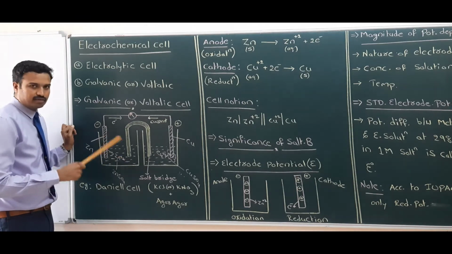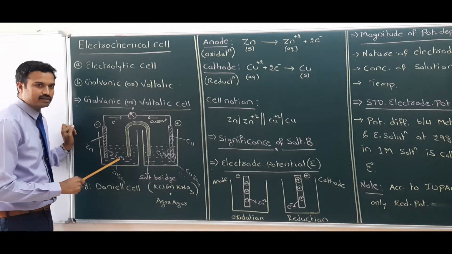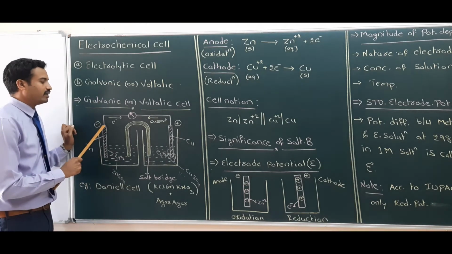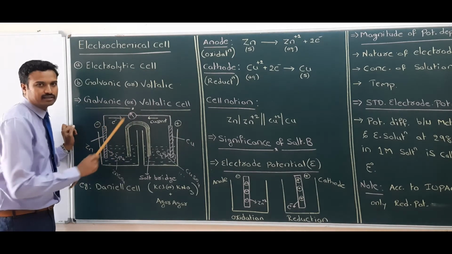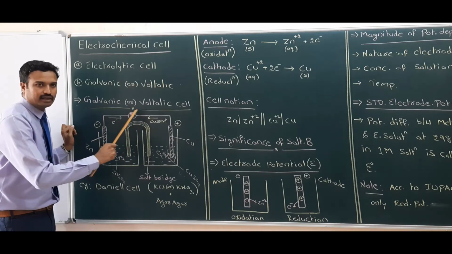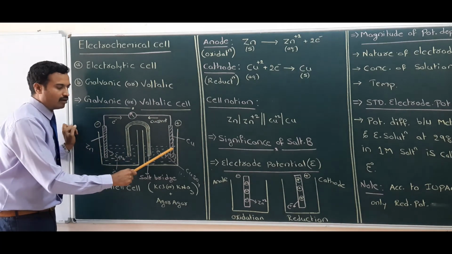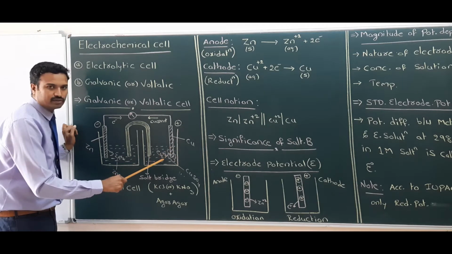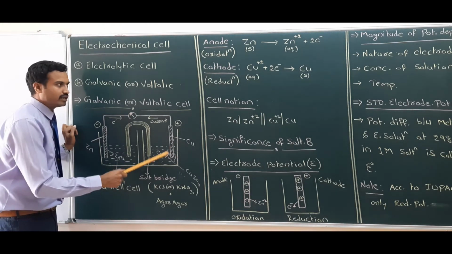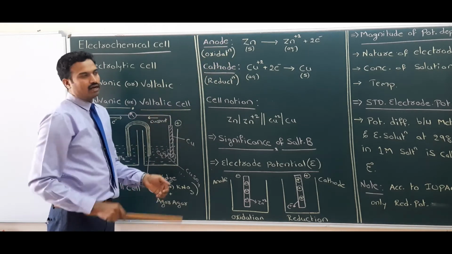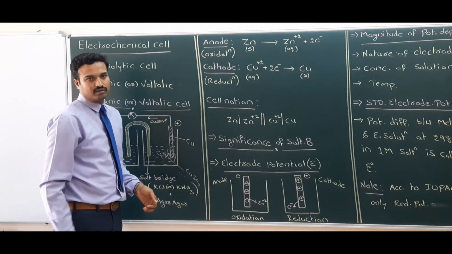Now, by the reaction process, zinc rod dissolves in zinc sulfate solution by releasing Zn+2 ions, and it releases electrons through the external circuit. The electrons pass through the external circuit and reach the copper electrode, which is dipped in copper sulfate solution. Cu+2 ions gain those 2 electrons and are deposited as Cu. These are the reactions: oxidation at anode, reduction at cathode.